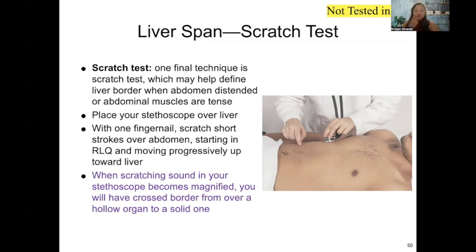So the scratch test, you will put your stethoscope over the liver area, usually about that fifth intercostal space, right mid-clavicular line. And you're going to start scratching, starting with that right lower quadrant, and you're going to move up progressively. And as you move closer to your stethoscope, it becomes really magnified. And when you hear that point of magnification, you know that you've crossed that border from a hollow organ area to a solid liver area. And then you can tell how many centimeters it is protruding downward past that costal margin. So pretty interesting.